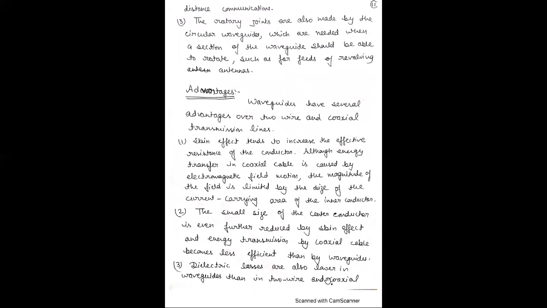Due to the TE01 mode in circular waveguides, which has lower attenuation, lower loss per unit length of the waveguide, these are suitable for long distance communication. Rotary joints are also made with circular waveguides, which are needed when a section of the waveguide should be able to rotate, such as for feeds of revolving antennas. These are the advantages of circular waveguide over rectangular waveguide.